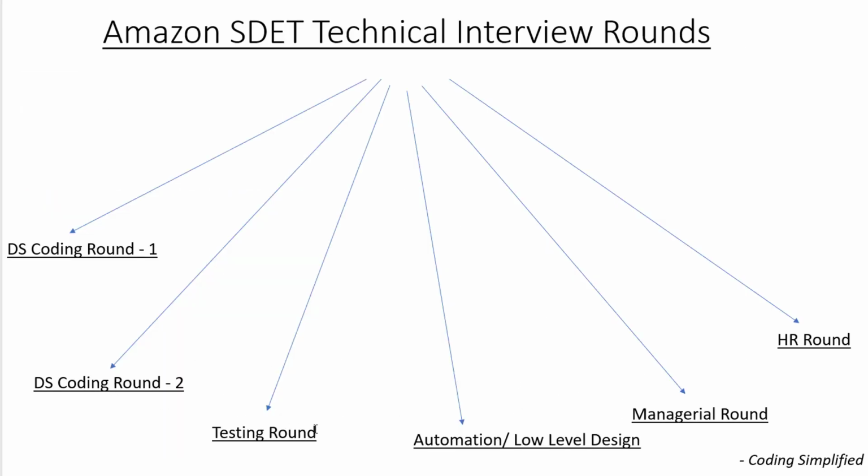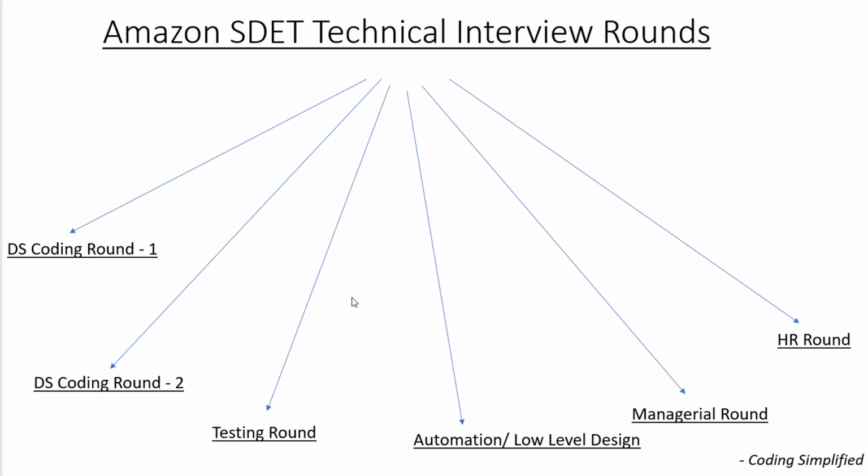Even the person who is taking the automation round can ask, okay, what have you done, what are you doing in the current company. So you have to focus on that part as well, right? Then comes the HR round. For the HR round, I would say if you have reached the HR round, then it means 99% you are selected.